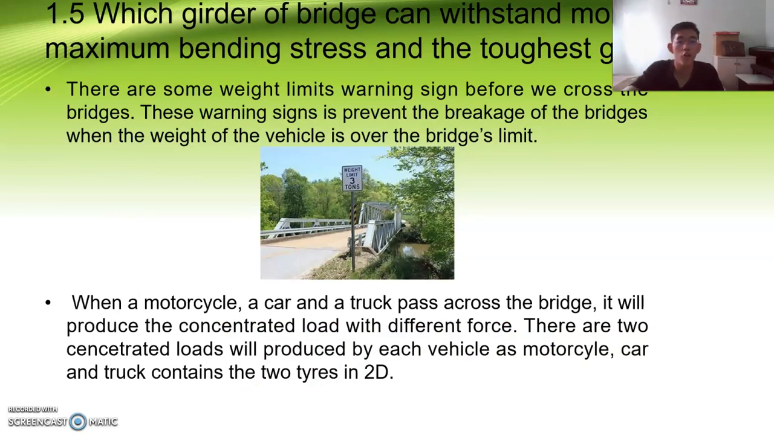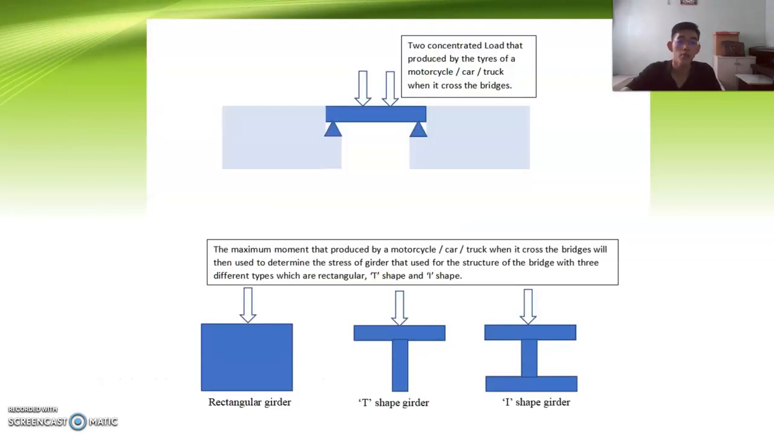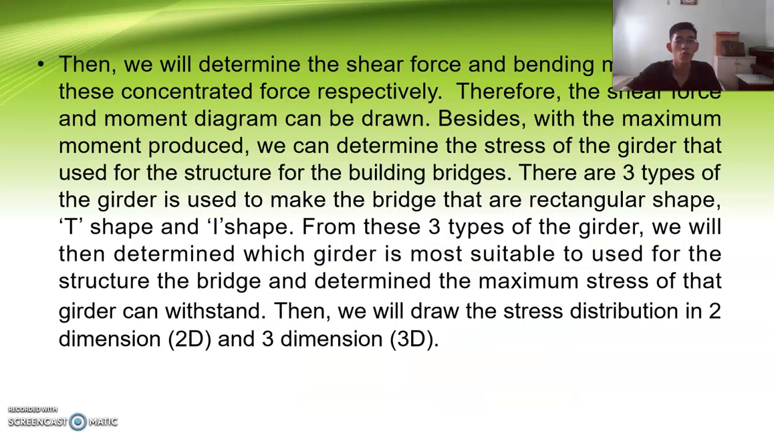The fifth problem is the girder of a bridge that can withstand more maximum bending stress, the toughest girder. On a bridge, there is actually a warning sign of the weight limit. When vehicles such as a motorcycle, car or truck cross the bridge, they will apply a load on the bridge. With this applied load, we can determine the shear and moment diagram. Then from the maximum moment, we can determine which girder structure, such as the rectangular, T-shape or I-shape girder, can withstand more bending stress. With this bending stress, we can then determine which girder is more suitable for building the structure of the bridge.